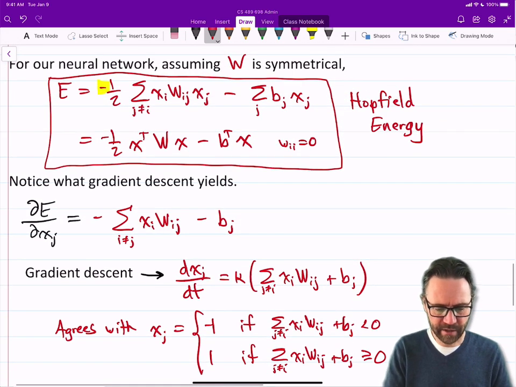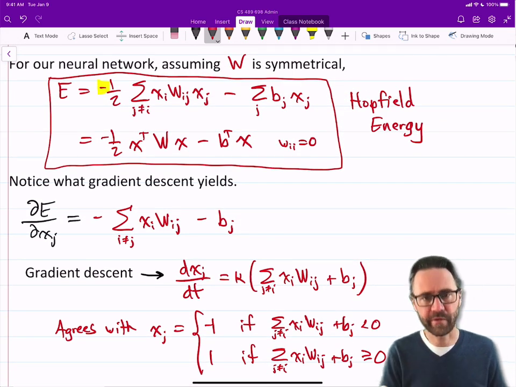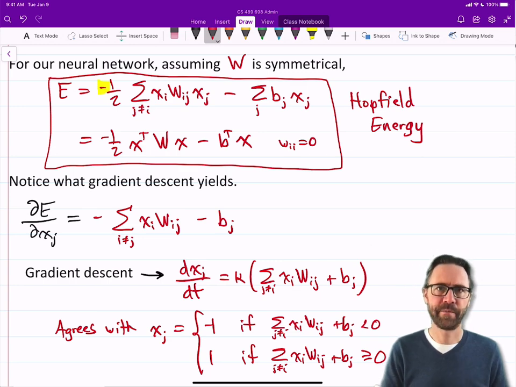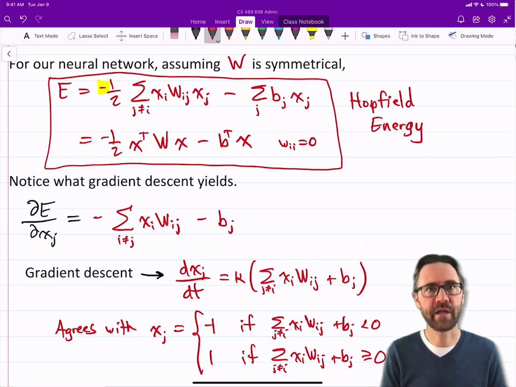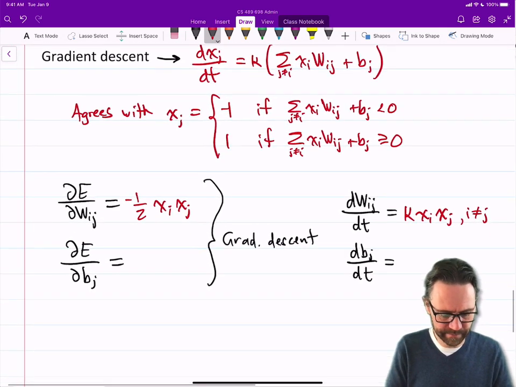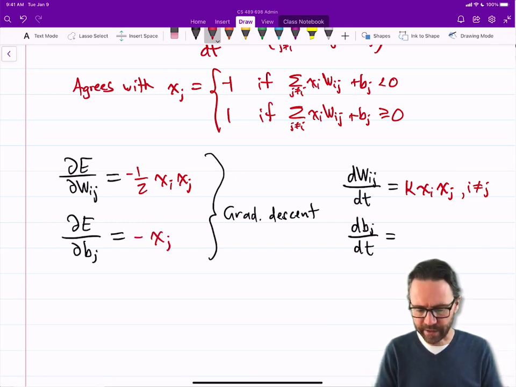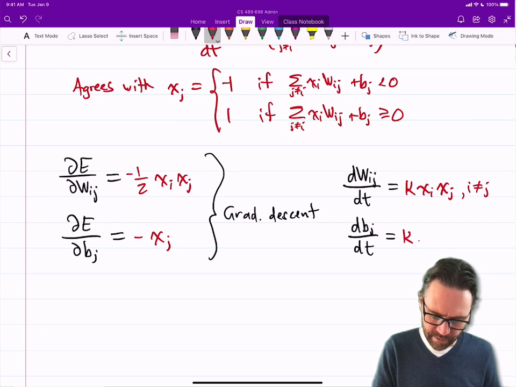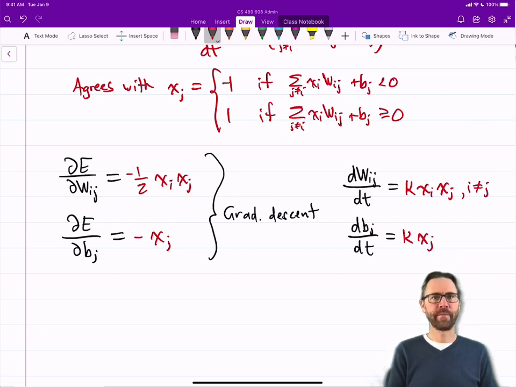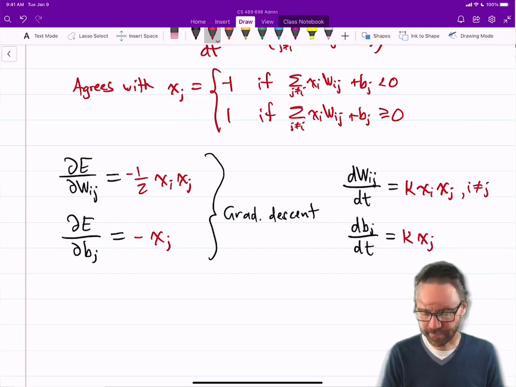Now for bias, same sort of thing. We take the partial derivative of E with respect to b_j, and we get negative x_j. Which is why the gradient descent update would just be kappa times the negative of that.